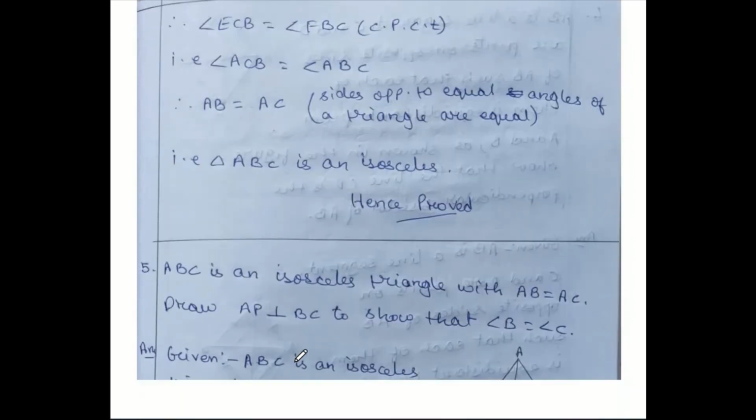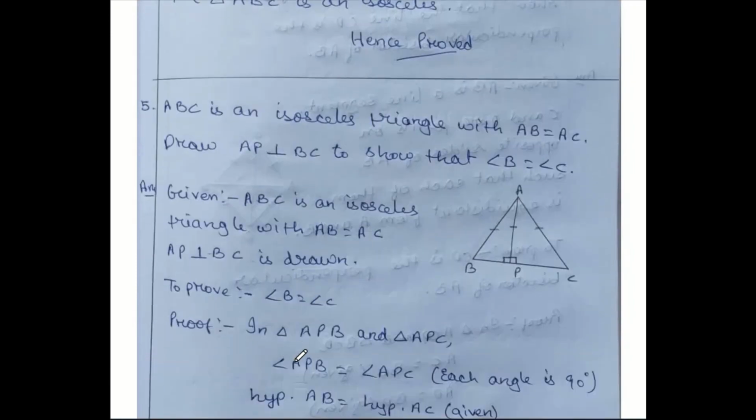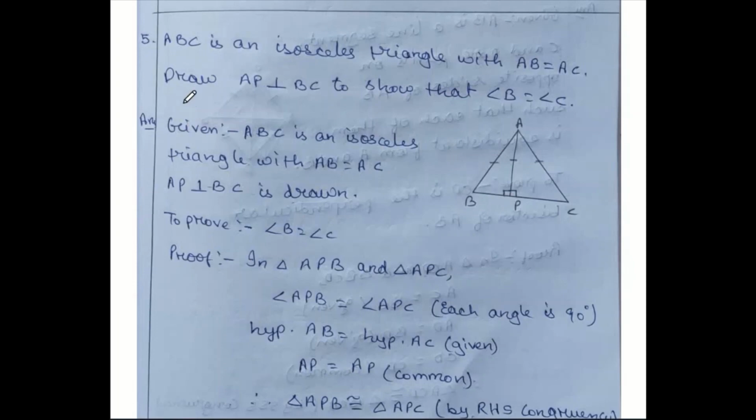Question number 5 also I'll teach you. ABC is an isosceles triangle with AB equals to AC. Draw AP perpendicular BC so that angle B equals to angle C. Diagram is not given in the question. So let us draw one isosceles triangle ABC where AB and AC both are already given equal, these two already given equal. This line should be drawn straight actually. This looks little tilted, but you make it straight.